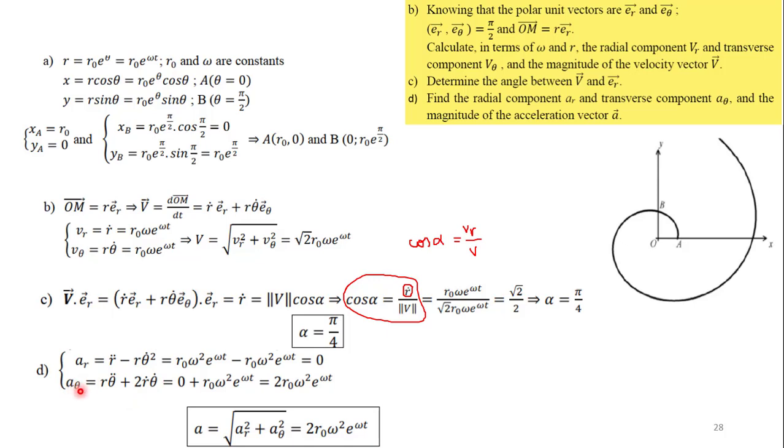And A theta is equal to R theta double dot plus 2 R dot theta dot. So theta double dot will be equal to 0 because it's d omega over dt and we had a constant omega. So we will find A theta. Then we can deduce the magnitude of the acceleration vector. It's equal to the radical of AR squared plus A theta squared, and it will be equal to R0 omega squared e^(omega t).